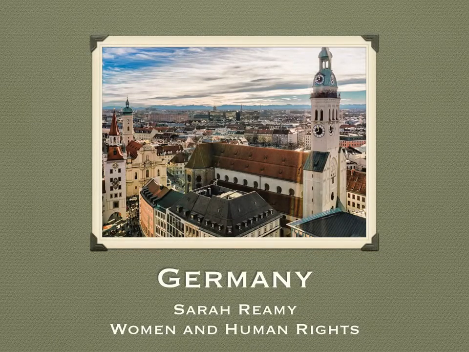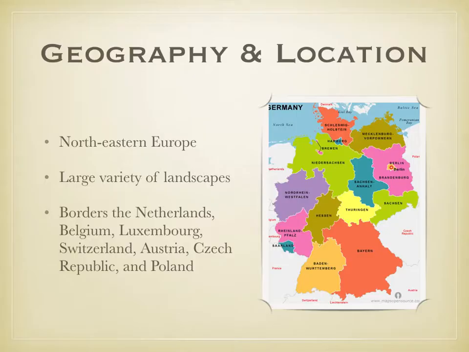The country that I had for the assignment was Germany. So, Germany is located in northeastern Europe. It's one of the largest countries in Europe, and it has a really large variety of landscapes ranging from mountains in the south, plains in the north, hills in the west, and agricultural plains in the east.